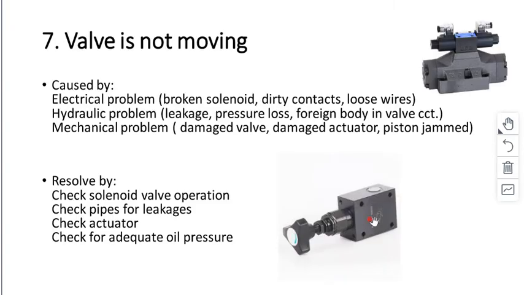The valve is not moving, it's stuck completely. And it can be an electrical problem. So it could be a broken solenoid or dirty contacts or loose wires. So if it's got an electrical control unit or controlled circuit, that's the first one I would check. Is the signal arriving at the solenoid? And if it is, just clean the contacts, stick it back on again.